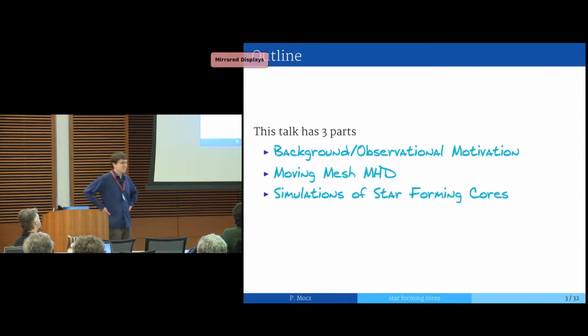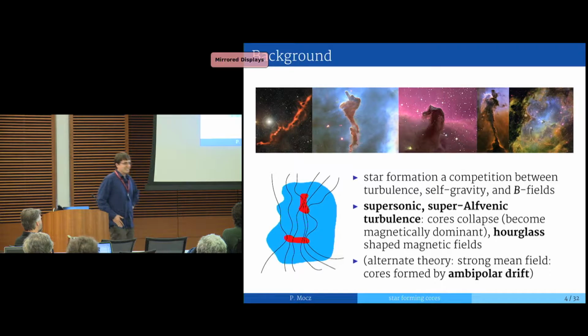Okay, so the outline of my talk has 3 parts. I'll motivate with some observations, then I'll describe the numerical method, and finally explain the results of my simulations. So background: we all know at this conference that star formation has at least the key ingredients of turbulence, self-gravity and magnetic fields. The scenario I'm looking at here is core collapse, which is generally true when you're in the supersonic, super-Alfvénic regime. And here you can have direct collapse of these star-forming cores.